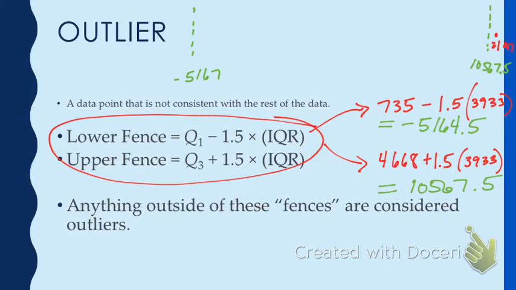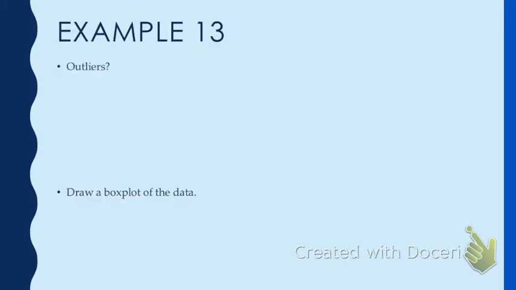So what that means is the 21,147 is considered an outlier. And that's the only value that is an outlier because it goes outside of my fences. Everything else is within the bounds, so it is not considered an outlier. So what we'll do to create this box plot, let's go ahead and go to example 13 because it actually has us solve for the outliers.